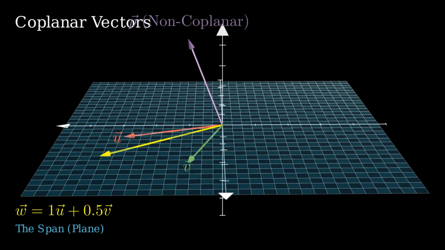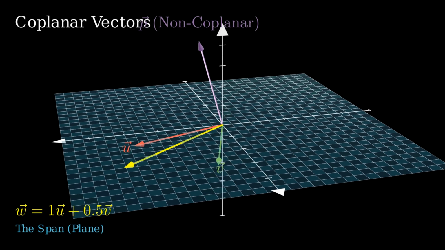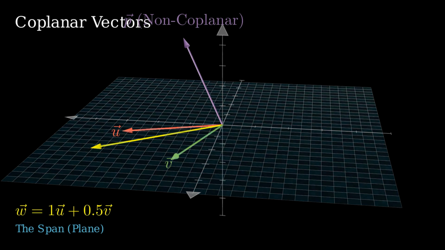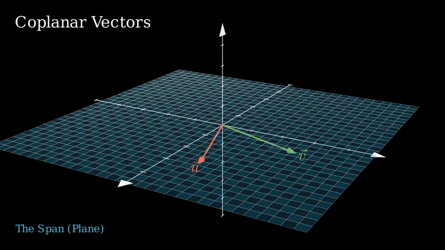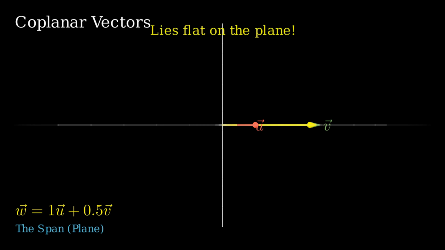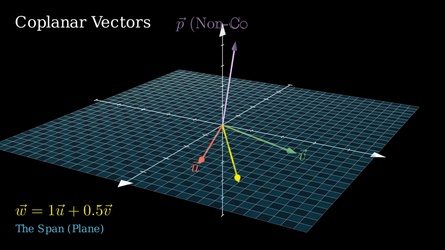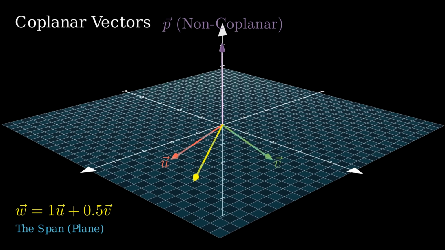If the third vector points even slightly up or down, the 3 arrows together define a 3D box with actual volume. But if that third vector collapses onto the sheet, the height of that box becomes 0, and the volume vanishes completely. That is the definition of coplanar, when 3 vectors are so dependent on each other that they cannot build a volume, trapping them forever on the same 2D plane.